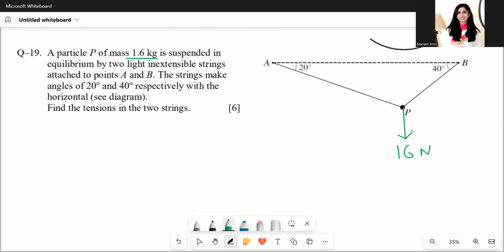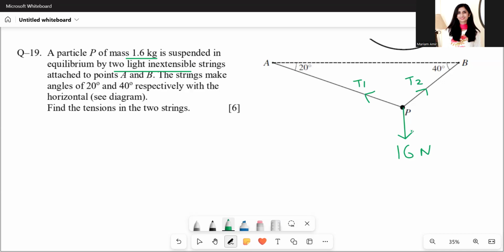These are two strings. This tension we can call T1, and this tension in the string we're going to call T2. We know that the direction of tension is always away from the mass. We need to find the values of the tensions in the two strings, and the angles that the strings make with the horizontal are shown.